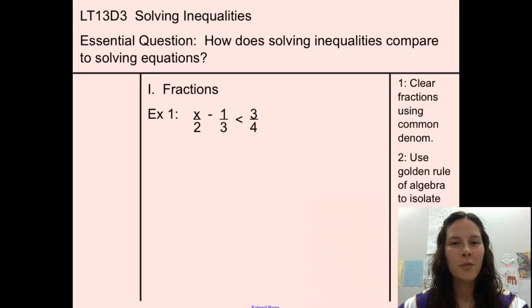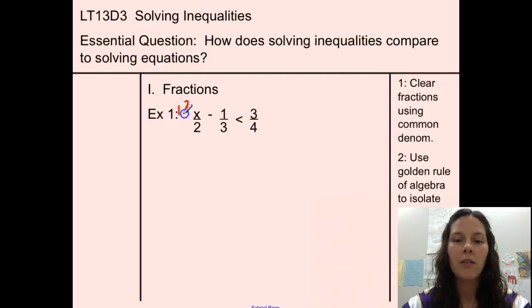No lesson on solving would be complete without taking a look at fractions, so that's what we're going to do in this lesson. Remember, we want to clear the fractions, get rid of them, and then we can have a normal equation to solve. The way that we do that is by multiplying each term by the common denominator. In our case, 2, 3, and 4 all go into 12, so I'm going to multiply each term by 12.